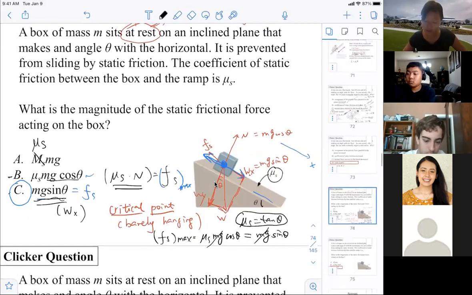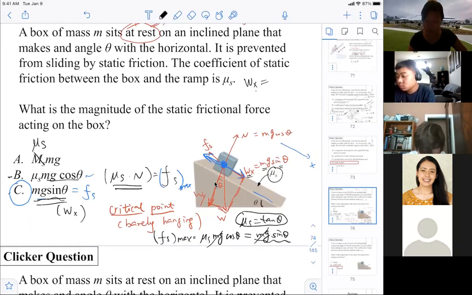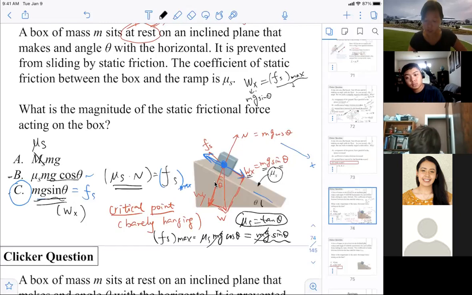Because this is Wx. Wx is mg sine theta. You see which two I'm making a balance to each other. I'm saying the weight, gravity in the x direction, is balancing out the maximum amount of static friction at that critical point. And this is mg sine theta. This, depending on using the formula we know, is mu times normal force, which is mg cosine theta. That's why this one doesn't have a mu. Does that make sense? Oh, okay, I see.